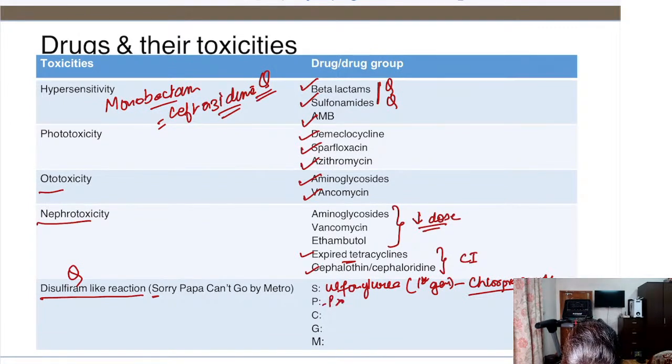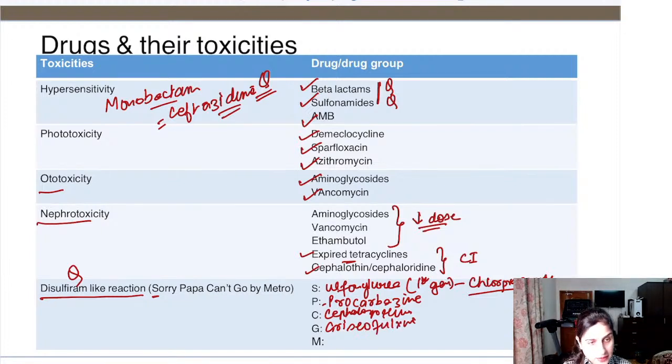P stands for procarbazine. Procarbazine, okay? P stands for procarbazine. So sorry papa, okay? Then C is for cephalosporins. Cephalosporin, I already told you, the same ones from the Mandela story we did, you can use here. Cephalosporins, okay? G is for griseofulvin, which is your anti-fungal drug, okay?